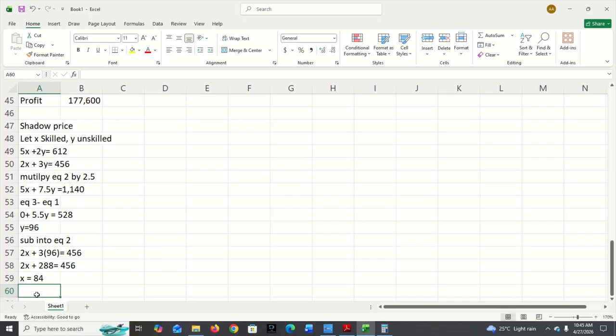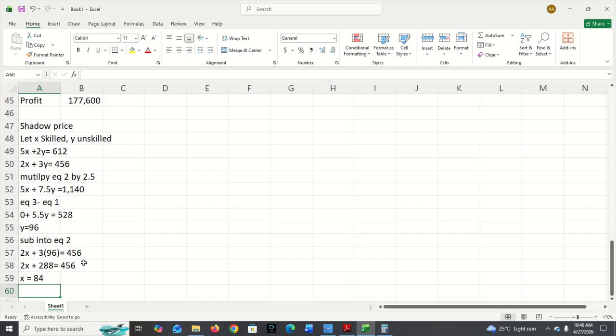So in other words, to get the maximum hourly rate, we should pay skilled labor how much? Our y is 96 and our x is 84. And what did we get for our y? We got 96 and we got 84.